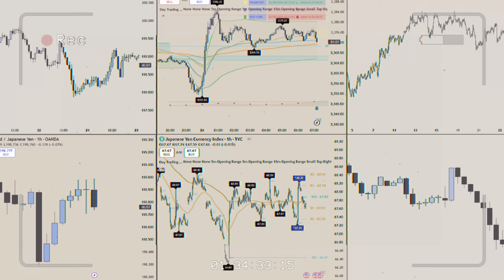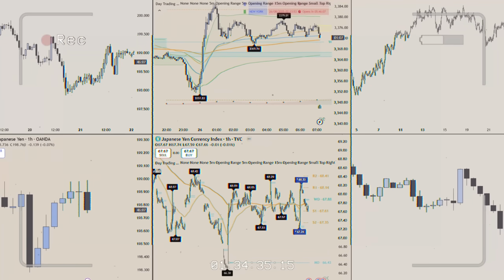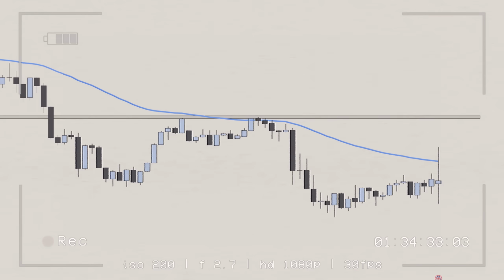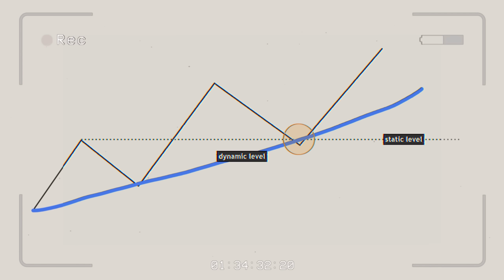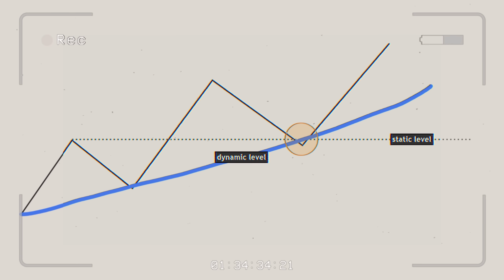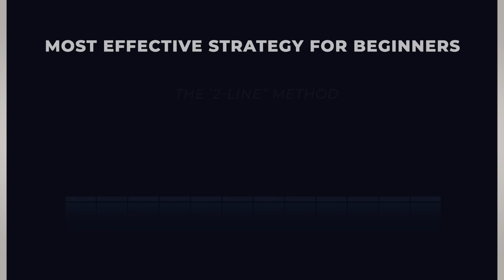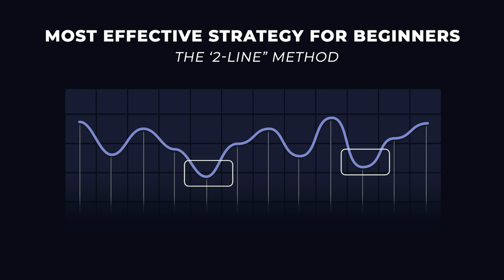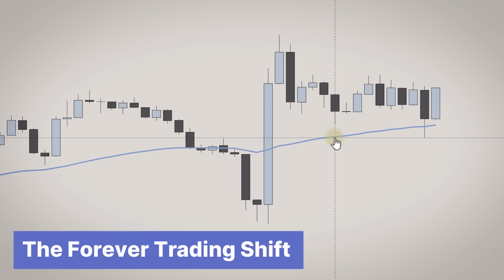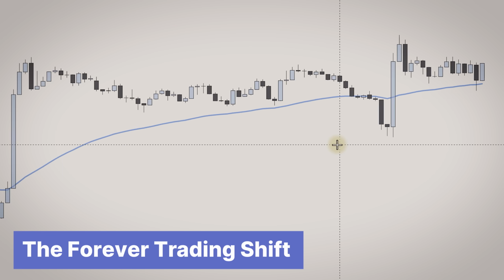This is what beginner traders think a professional chart looks like. And this is what a professional chart actually looks like. The pros don't use chaos, they use Confluence, a simple system where one static level and one dynamic one meet to create a trading sweet spot. Today I'm giving you the entire system. So let me show you something that's going to change how you trade forever.